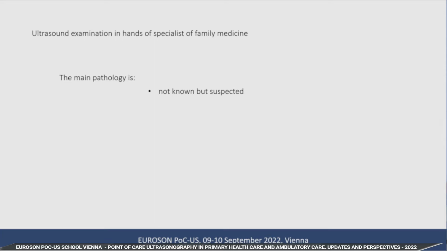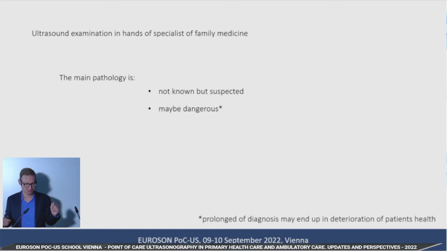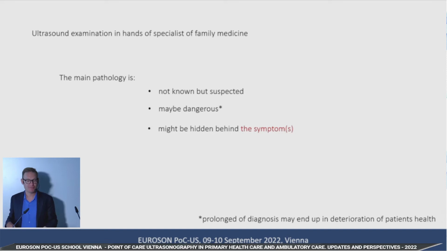So each time the family doctor places the transducer on his patient, he knows what he is looking for. It's not like the fisherman who goes fishing and takes whatever he catches, but we know when we start what we need. We need to confirm or exclude a proper diagnosis. The pathology may be dangerous, because a prolonged time to diagnosis may end up in deterioration of the patient's health, and the pathology might be hidden behind the symptoms.